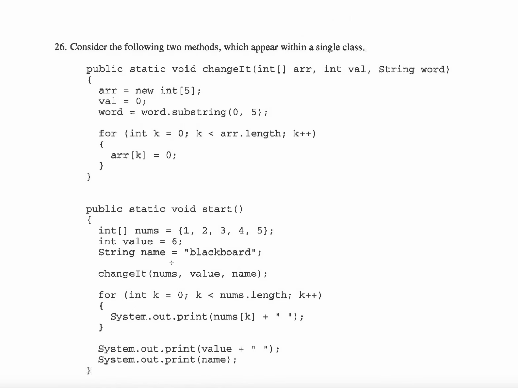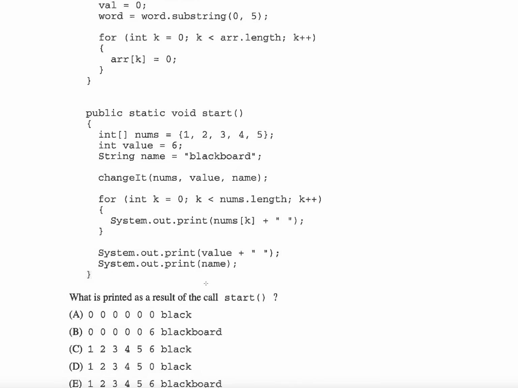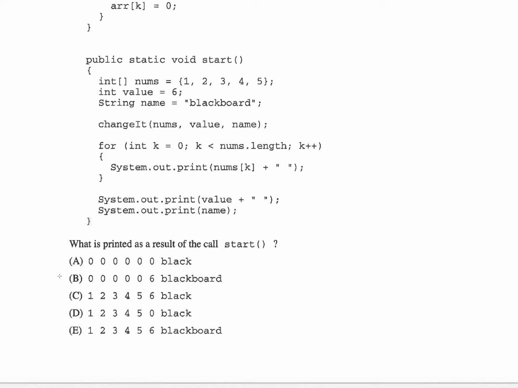Blackboard, I believe. Yeah, Blackboard. Because strings, although they are actually objects, the programmers of the compiler of Java programmed it so that they are treated like primitive data types. So yeah, name would not be affected by passing it over to change it. And so we get 1, 2, 3, 4, 5.